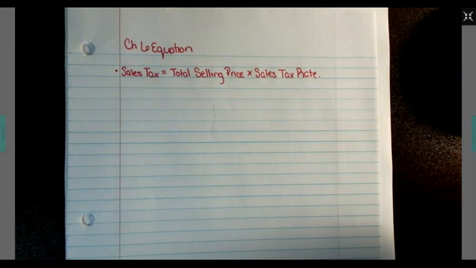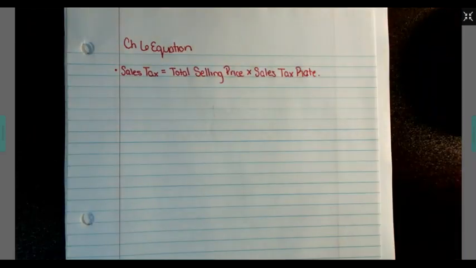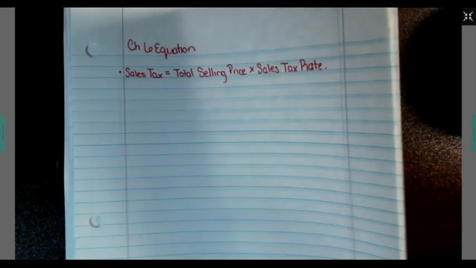On the previous slide, you should have seen one vocab word for this lesson, and that is sales tax. Sales tax is a state or local tax on the selling price of an item or service you purchase, usually expressed as a percent. Move this off to the side.